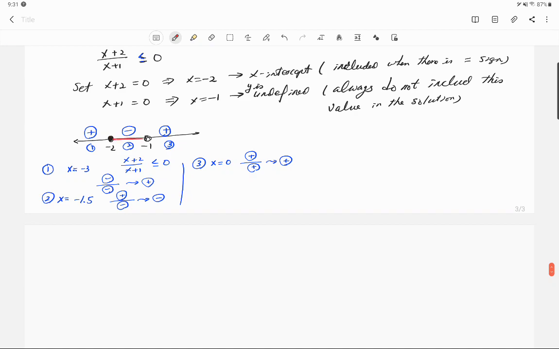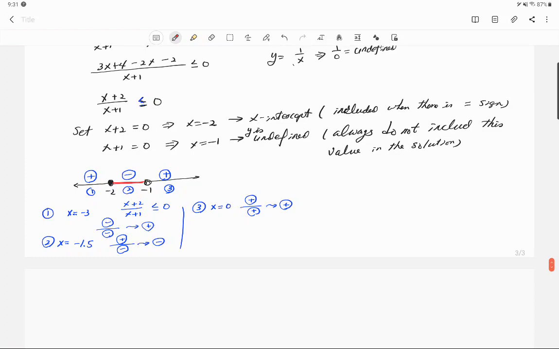This interval contains negative y values. And then also there's an equal sign. Equal sign means we're going to include the x-intercept. And the x-intercept comes only from the numerator, right?